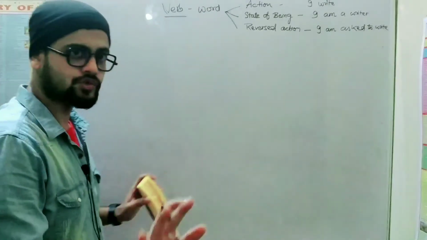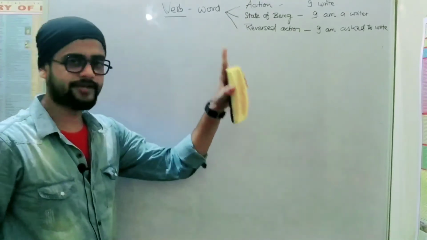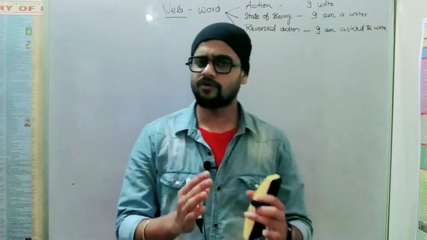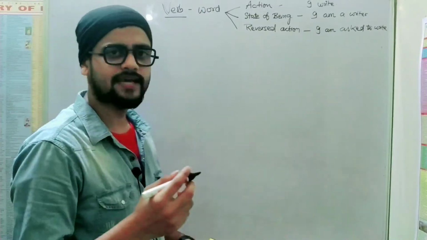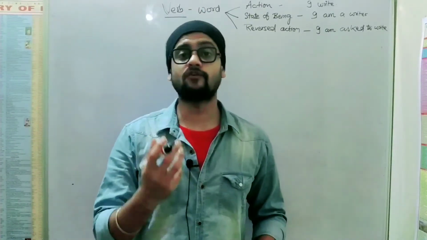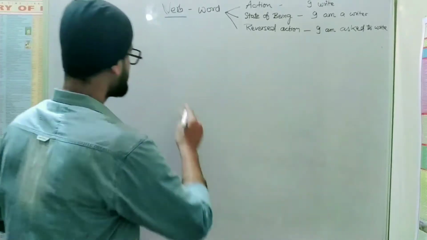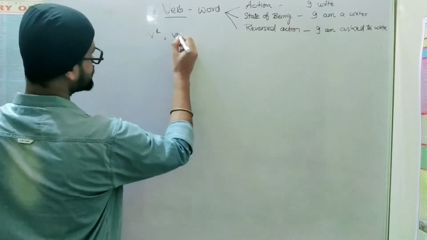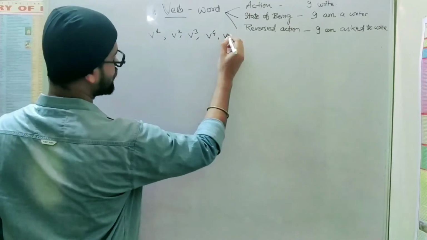Clear? So we understood so far that verb is nothing but a word and it has three properties and it shows your action, your state of being, it shows your reversed action. Is that clear? Now verb has its own forms. And what are these forms? Generally, in childhood you must have studied about the five forms of verb: V1, V2, V3, V4 and V5, right? So let me just simplify this.